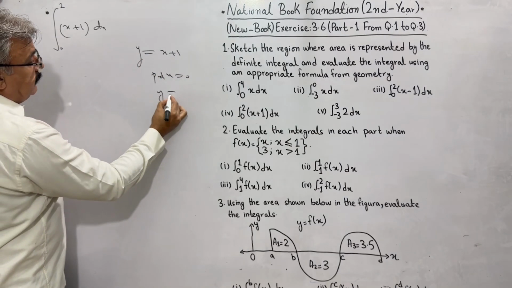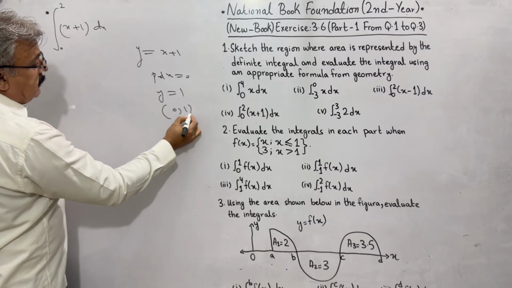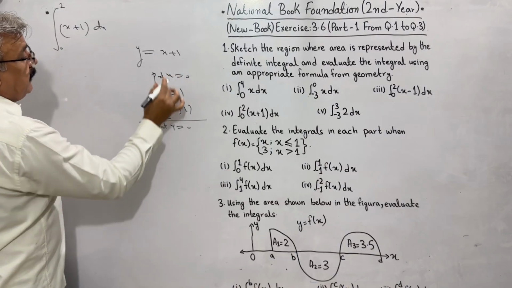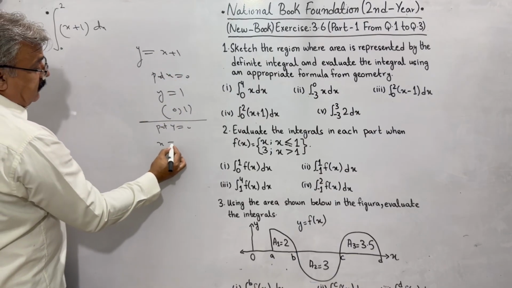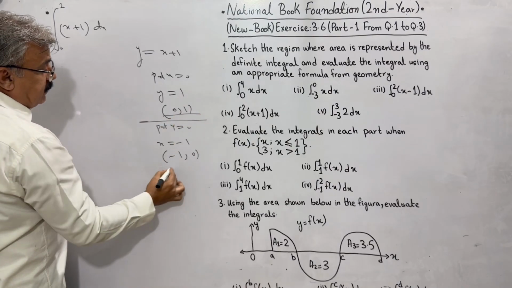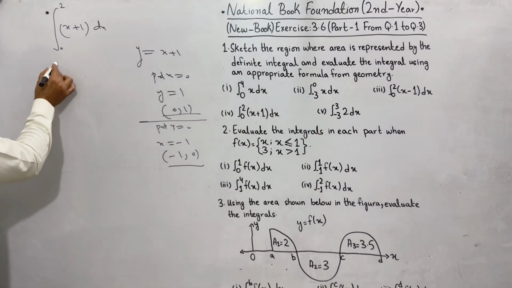You will get y is equal to 1. This is our y-intercept. Similarly, put y is equal to 0. This is our x-intercept. It is going to be x is equal to minus 1 and y is 0. Plot these 2 points. It will give you a good idea about a straight line.